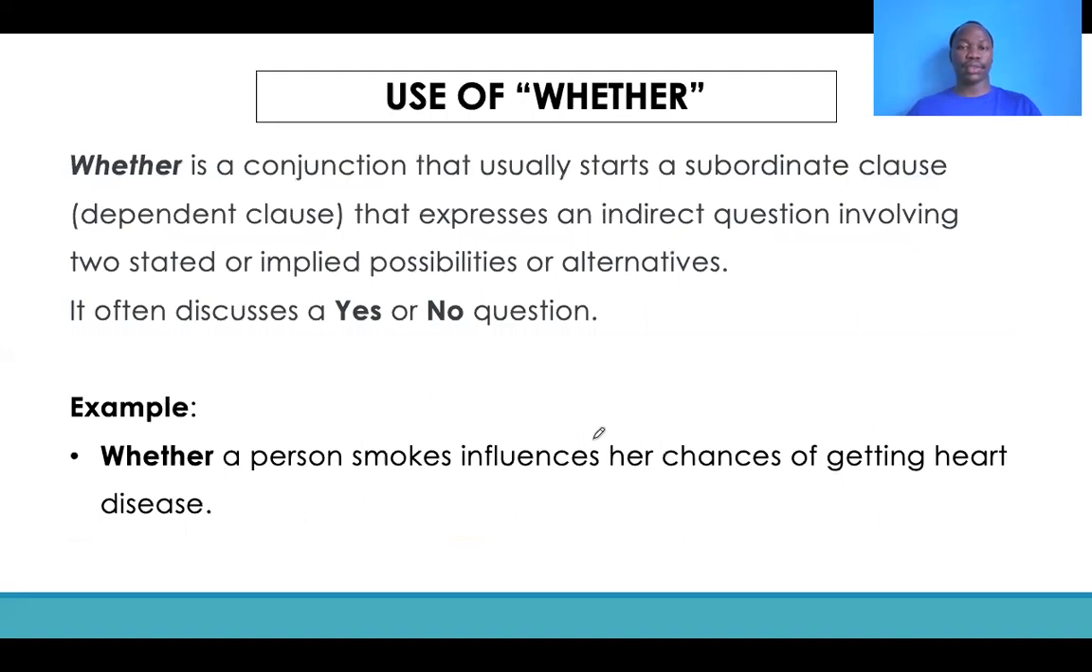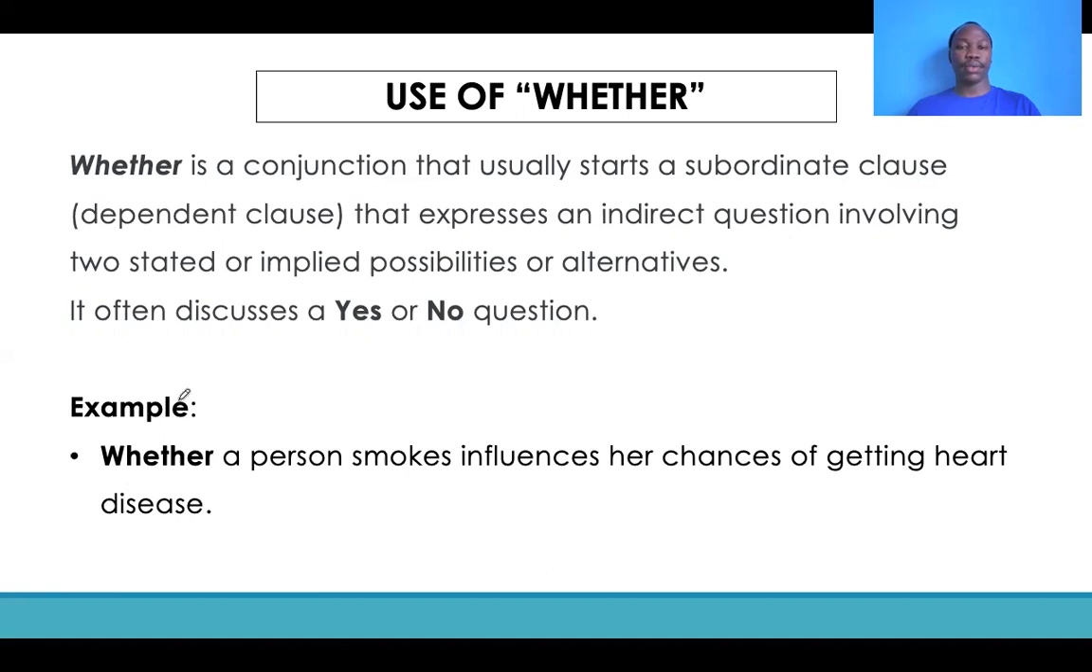Then let's look at the use of whether. Whether is a conjunction that usually starts a subordinate clause or a dependent clause that expresses an indirect question involving two stated or implied possibilities or alternatives. So more often that would be either a yes or no question.